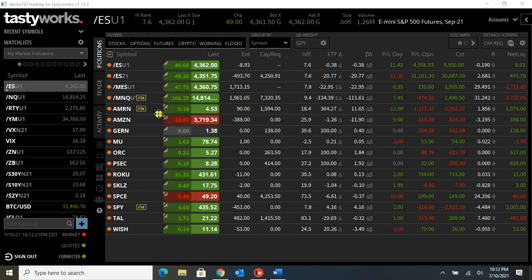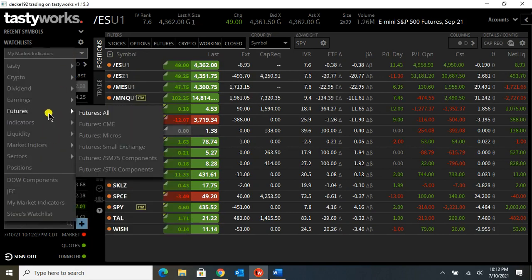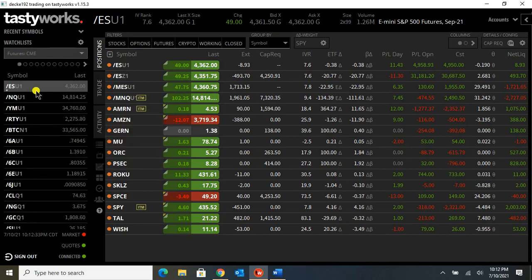On the left-hand gutter here, I'm going to go to the CME Futures watch list. So I'm going to switch from my custom one here, go to Futures, and then go to Futures CME. If I click on that, you can see the various symbols for the futures products.